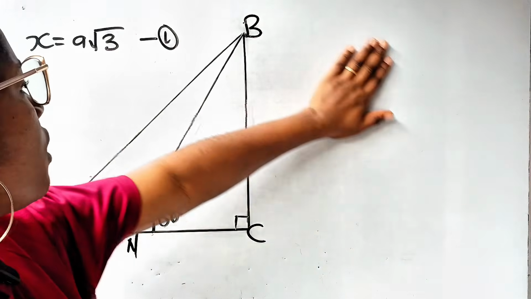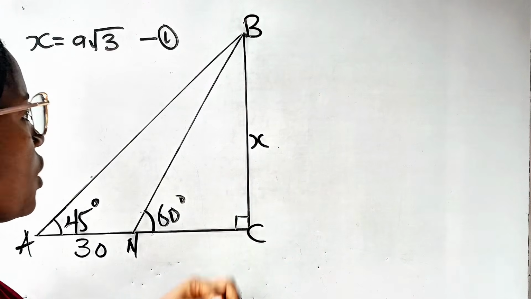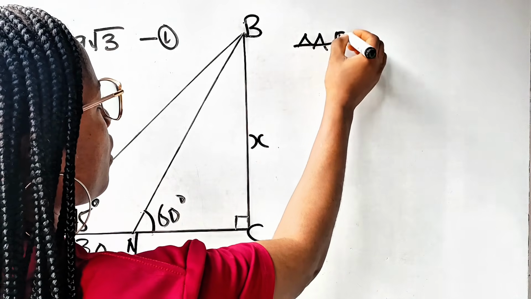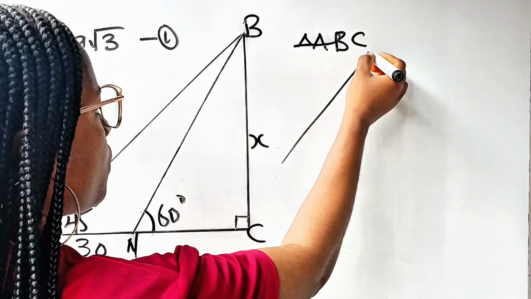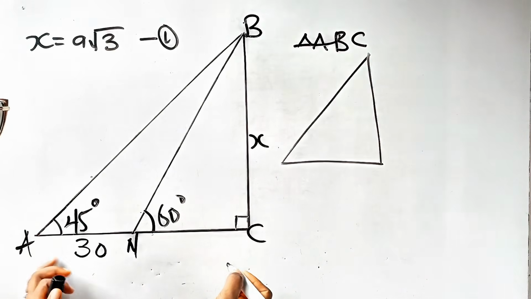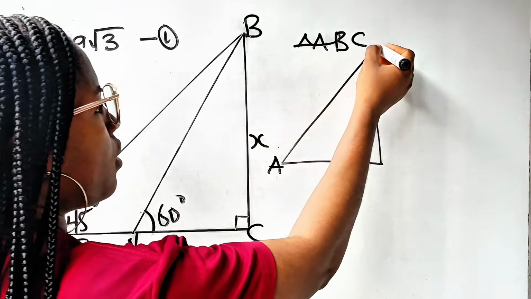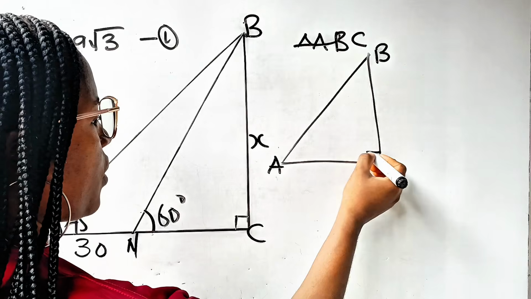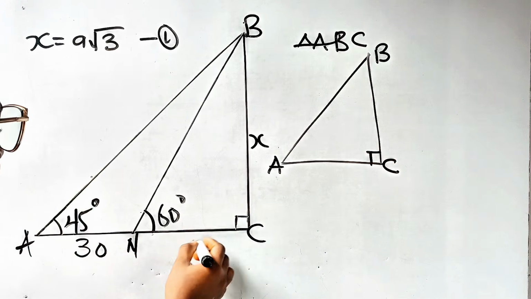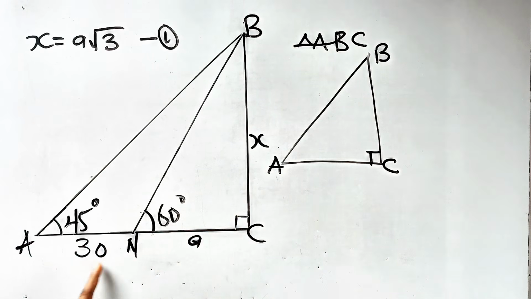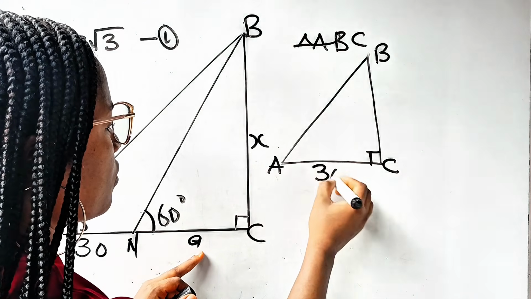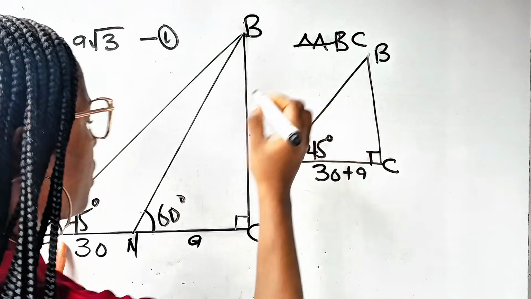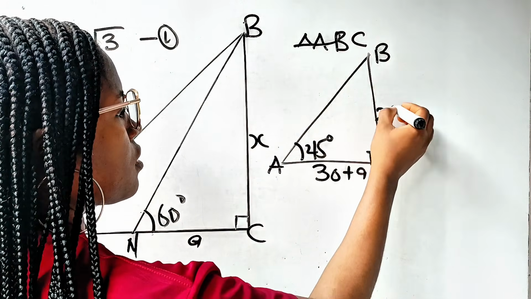All right. So now let's continue. Now let's consider triangle ABC. We have this, this, and this. So this is A, this is B, this is C. From A to C will be 30 plus A, right? And this is angle 45 degrees. And from here to here is x.